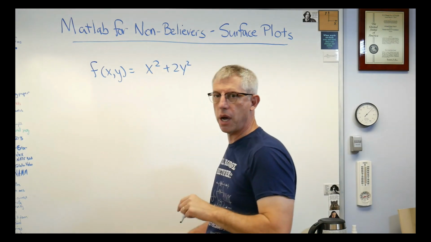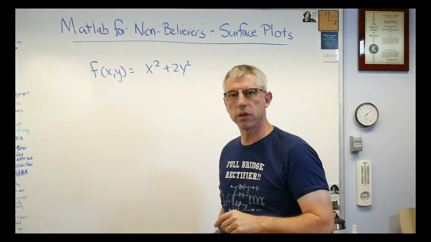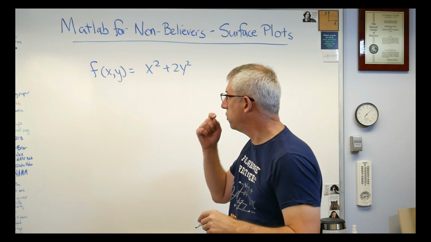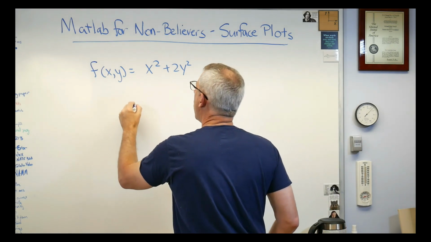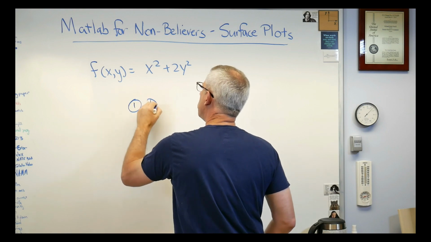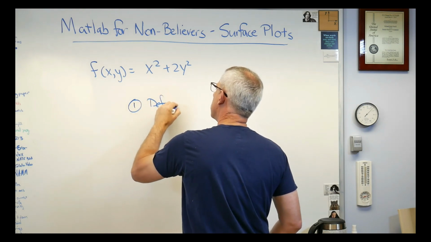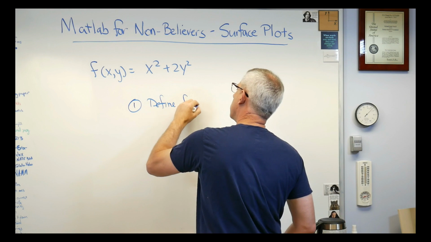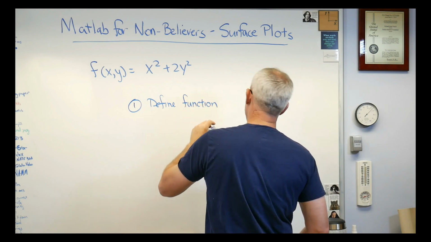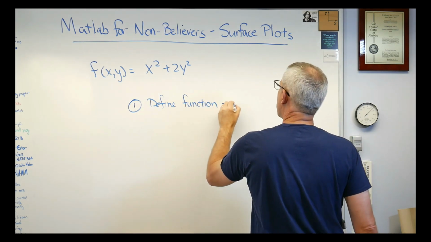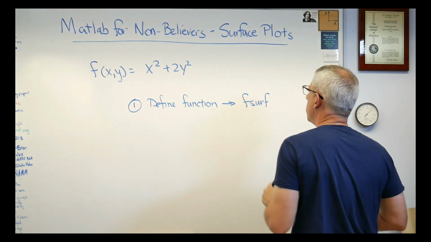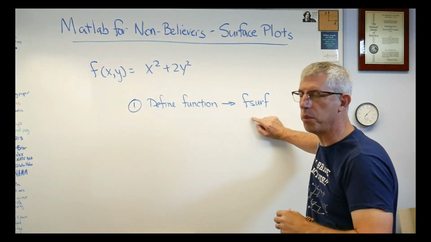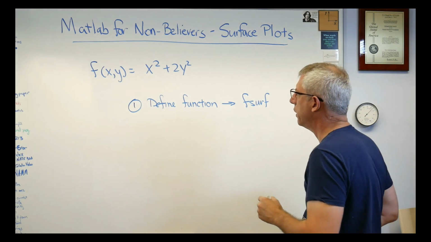Now if you look at that from the top, if you look at a contour plot, that looks like an ellipse. Now there's 2 ways to do this in Matlab, or 2 easy ways. Method 1, we're going to define a function, and we're going to use something called fsurf. There used to be something called ezsurf, and they replaced it in the latest version. It's now called fsurf.